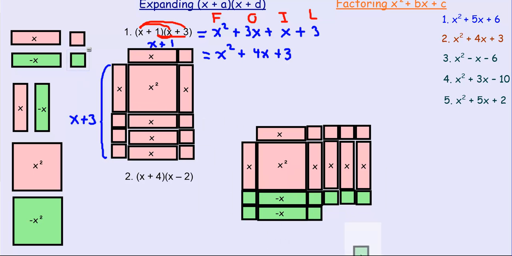After I finish this multiplying, I'm going to draw the comparison to factoring, so we'll get into the factoring shortly here. I've been just doing expanding so far.